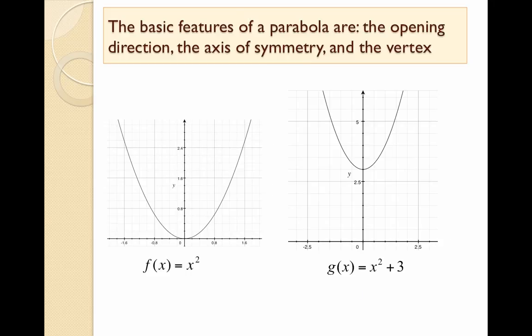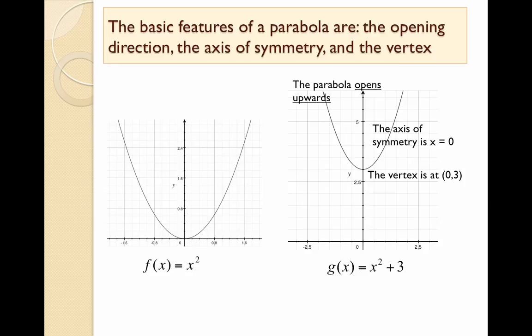Here's an example where we have a vertical shift. x squared plus 3 means that we're going to shift our parabola upwards by 3 units. So what does this do to our vertex? Well, our vertex is also moved up. We haven't moved left or right. So our vertex is at (0, 3). Our axis of symmetry is still the y-axis, x equals 0. And the parabola opens upwards.